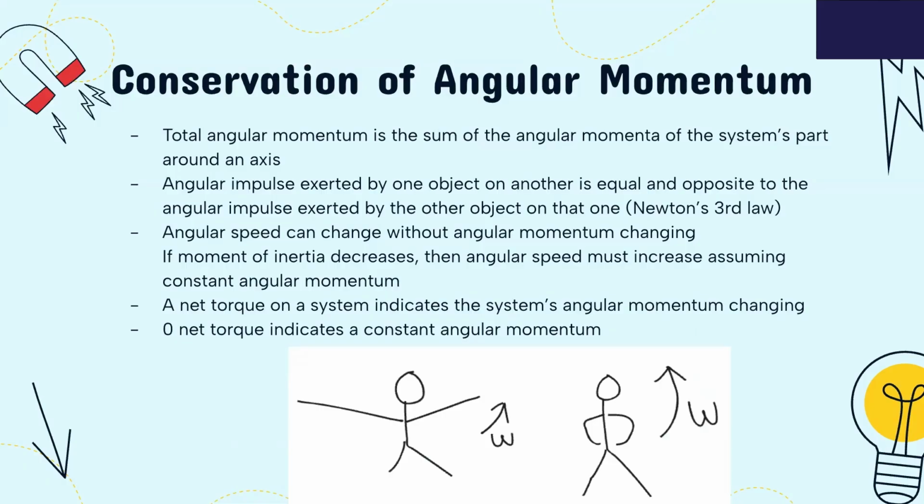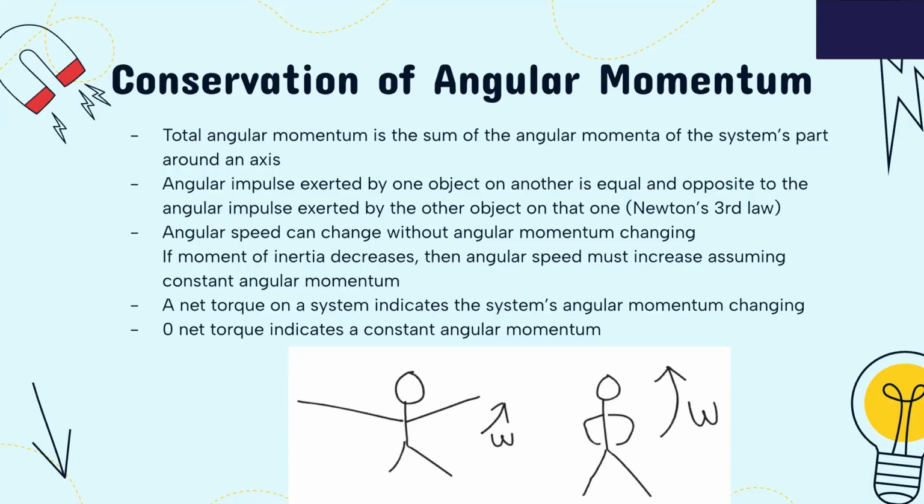Just as linear momentum is conserved, angular momentum is also conserved. The total angular momentum is the sum of the angular momentum of the system's parts around an axis. The angular impulse exerted by one object on another is equal and opposite to the angular impulse exerted by the other object on that one, and that's Newton's third law. Angular speed can change without angular momentum changing. If the moment of inertia decreases and there's no external torque on a system, then the angular speed of that system must increase because angular momentum must be conserved.